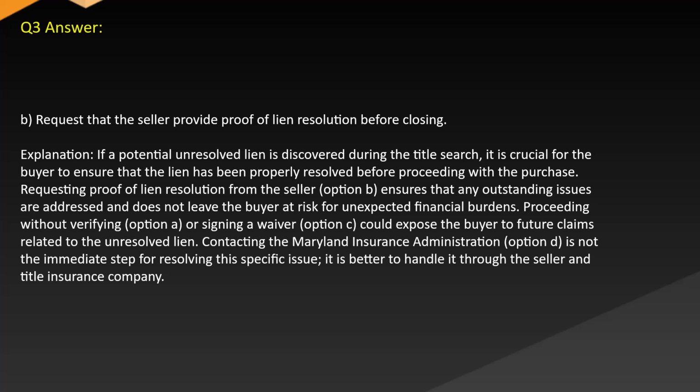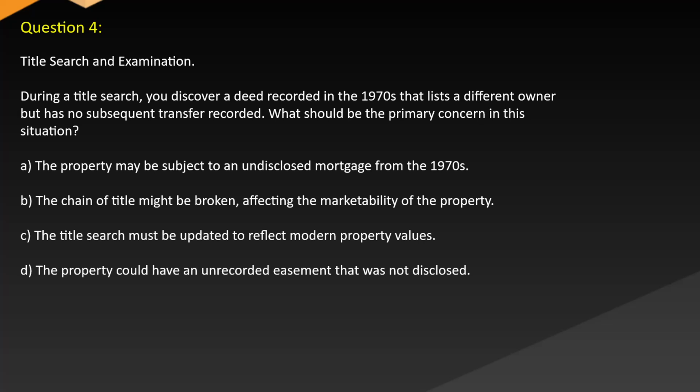Proceeding without verifying, option A, or signing a waiver, option C, could expose the buyer to future claims related to the unresolved lien. Contacting the Maryland Insurance Administration, option D, is not the immediate step for resolving this specific issue. It is better to handle it through the seller and title insurance company. Question 4. Title search and examination.